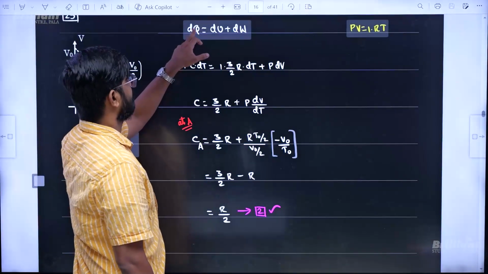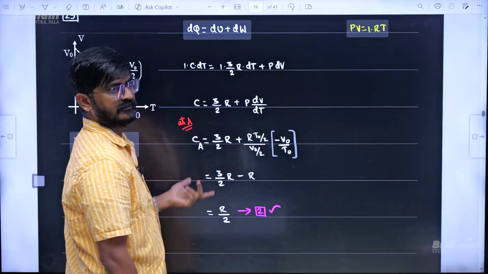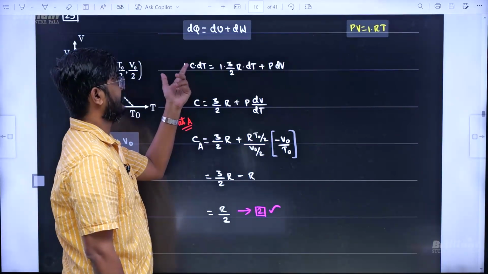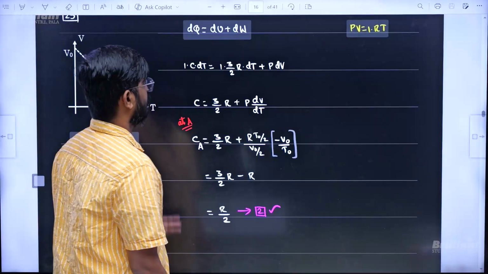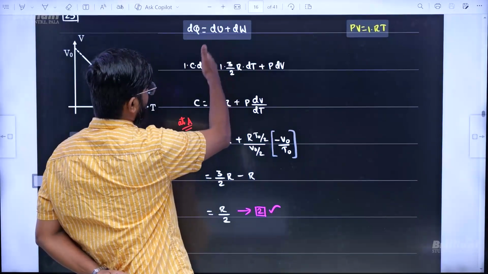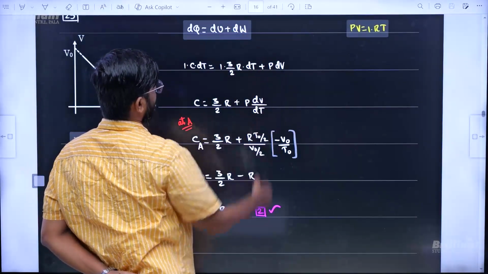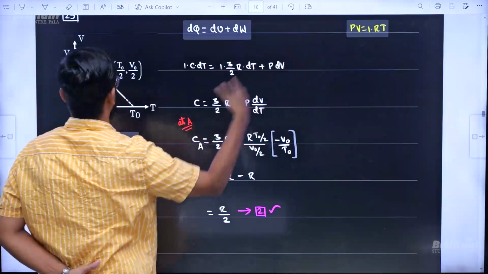For any process, heat is defined as nC dT. If it is a constant pressure process, we use CP; for a constant volume process, CV. For this process at that particular location, we don't know C, so they are asking you to find it. The number of moles is given. dU is always nCV dT, work done is PdV, and the ideal gas equation. These are always valid for this particular question.